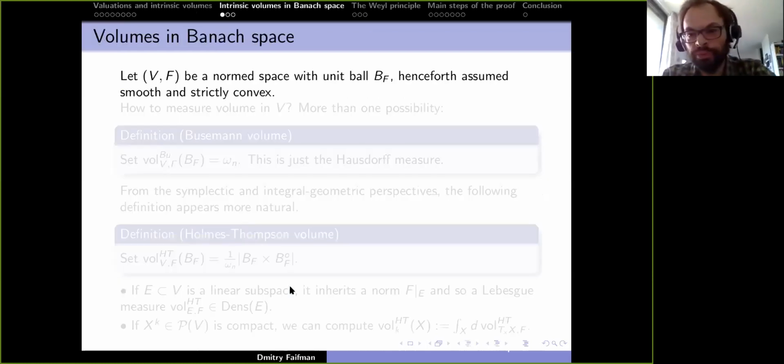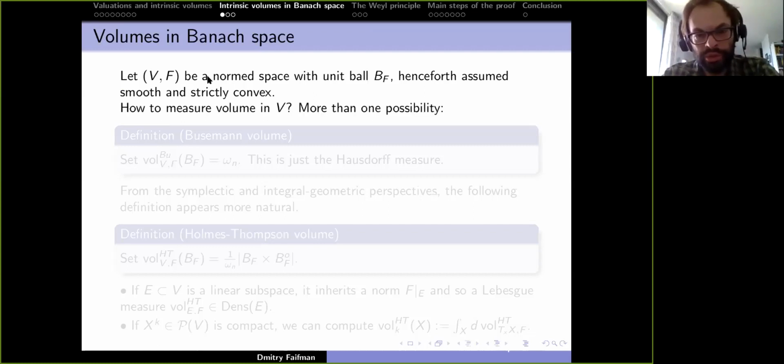Okay, and now we come to the subject of this talk, which is intrinsic volumes in normed spaces. So let's start with a normed space. I will always assume the norm is smooth and strictly convex. And the first question to ask is how to measure volume in a normed space. Depending on your background, what I'm going to say is going to range between trivial and well-known, trivial and new, but I should say it anyway.